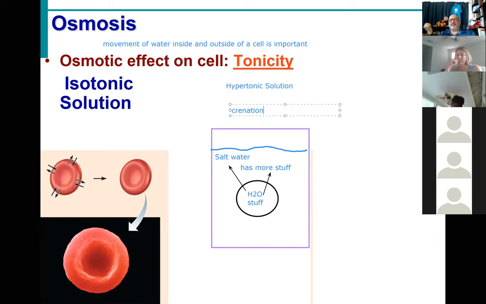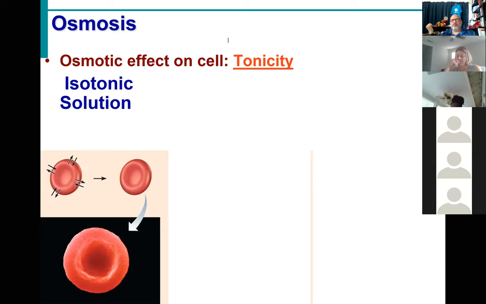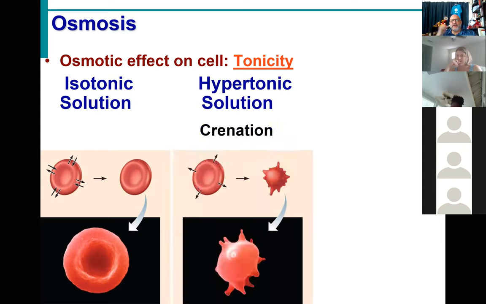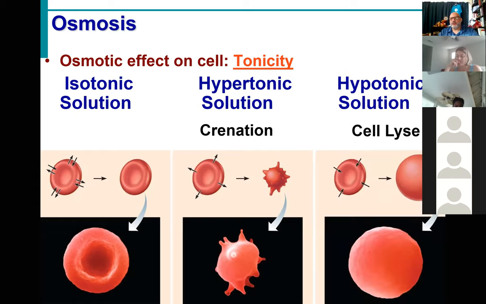So absolutely, the tonicity, how much water, how much stuff is there, and that movement is really important. So again, that hypertonic solution draws the water out, and like I said, for our red blood cell, causes crenation. And a hypotonic solution would cause the cell to swell and could actually cause the cell to burst or to lyse as a result of that. All right. Questions on that?